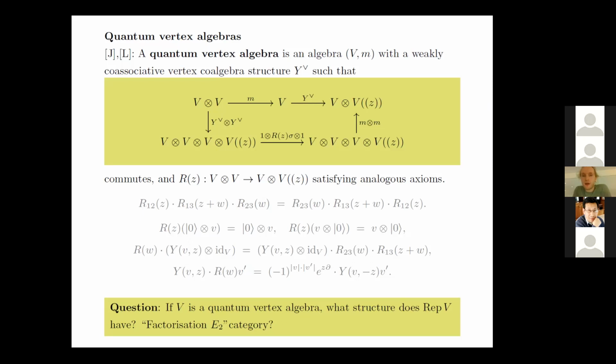I think I meant this remark in a slightly different way. I completely agree with what you said, but say you forgot the R matrix, and let's say this was just commutative for R equals 1, then this is some sort of quantum vertex bialgebra, let's say, like a vertex bialgebra. Then, if it was just a bialgebra, its category of representations would be an E1 category, so just a monoidal category. But in this case, you don't really have a monoidal structure.